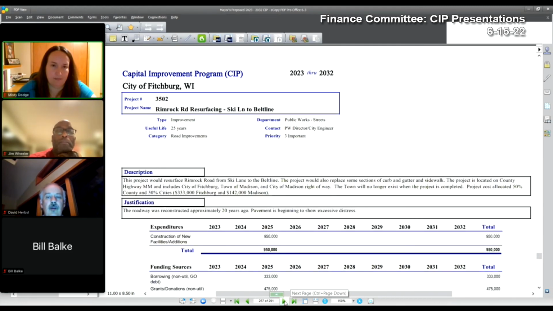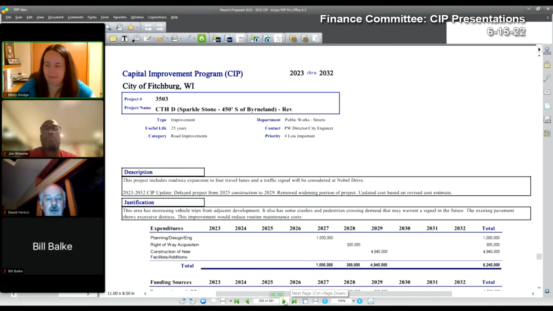3502 is Rimrock Road resurfacing from Ski Lane to the Beltline, which must also mean Oregon Road to the Beltline. The county is going to resurface the road in 2025. Fitchburg and Madison will pay 50% of their respective frontages. No changes have been proposed to this one.